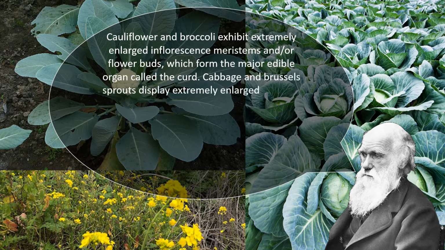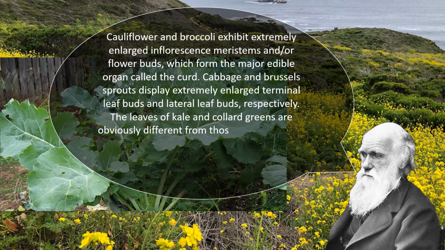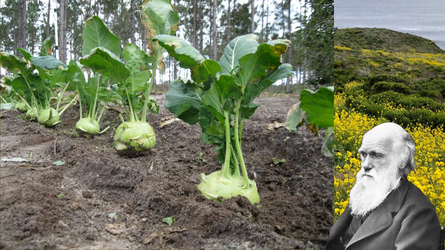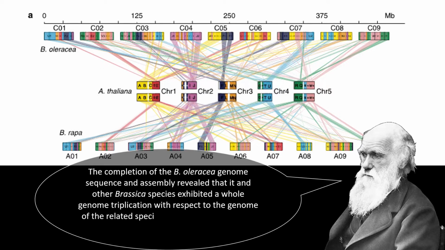Cabbage and Brussels sprouts display extremely enlarged terminal leaf buds and lateral leaf buds, respectively. The leaves of kale and collard greens are obviously different from those of uncultivated wild cabbage, whereas kohlrabi has a dramatically enlarged stem, which is its edible organ. The completion of the B. oleracea genome sequence and assembly revealed that it and other Brassica species exhibited a whole genome triplication with respect to the genome of the related species commonly used in plant research, Arabidopsis thaliana.